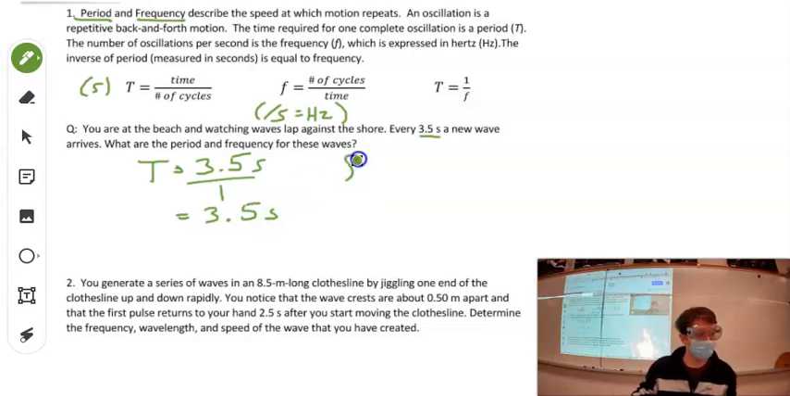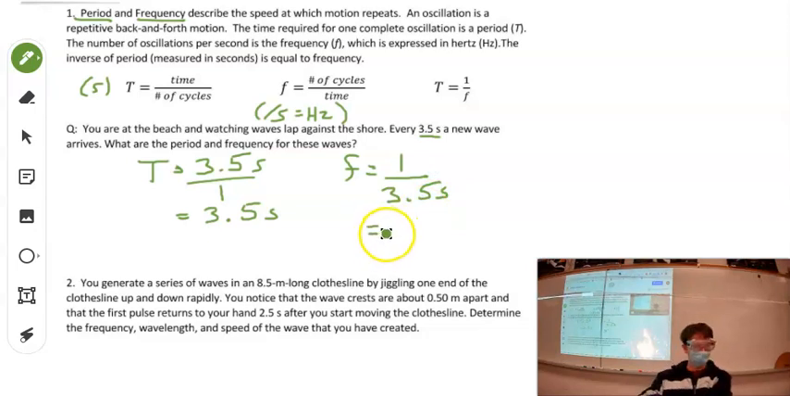Now your frequency is the exact inverse of that. Now you can do 1 over 3.5 like this equation, or you just do 1 over period. Same thing. So 1 over 3.5 seconds, which gives you a frequency of 0.29 hertz.